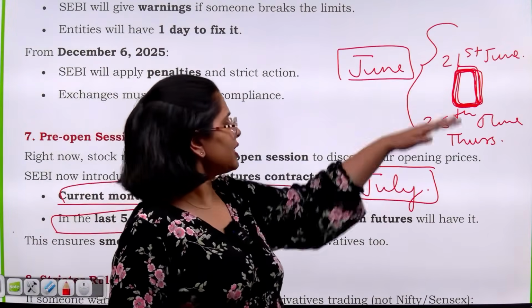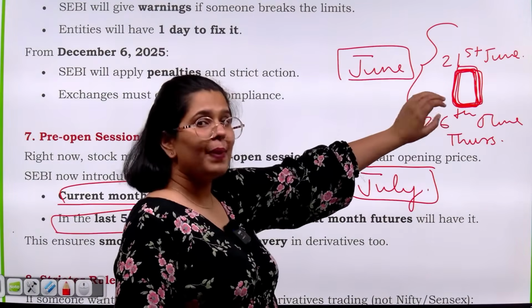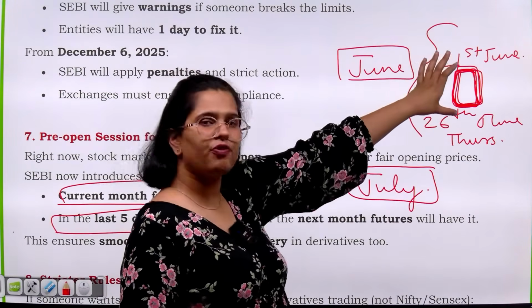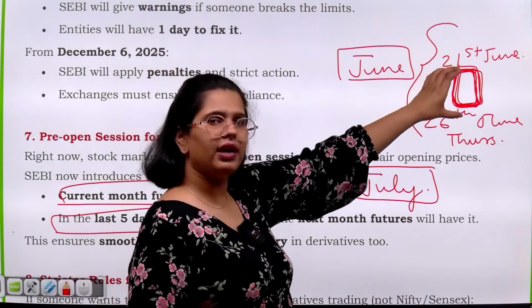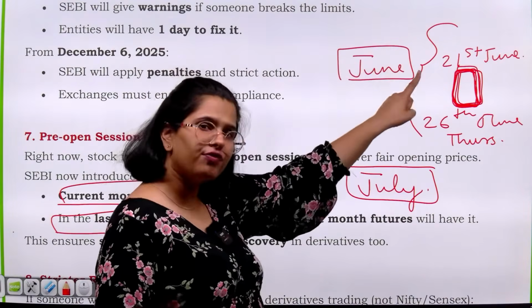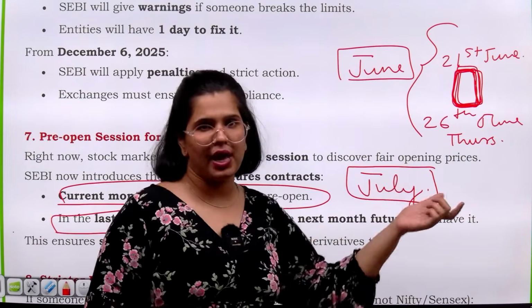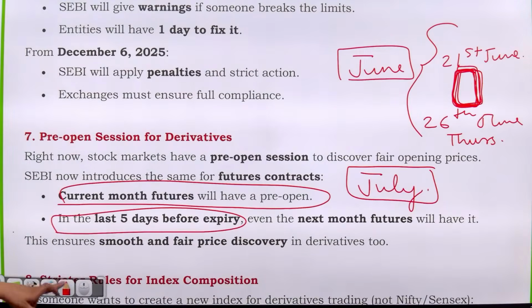So before the expiry, if you have the July futures, in the month of June the expiry date is 26th June, 5 days before that you will have a pre-open session, because this is generally the period where the investor would settle the position for the month of June and would try to take a position for the month of July. So we will provide you the pre-open session here, okay?